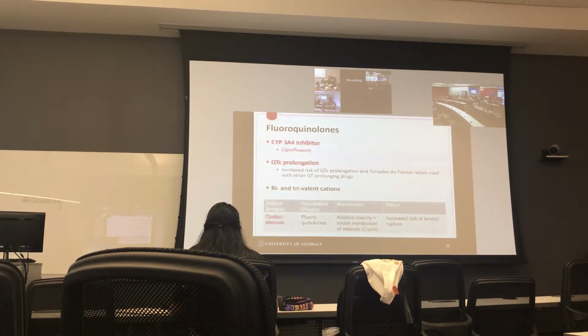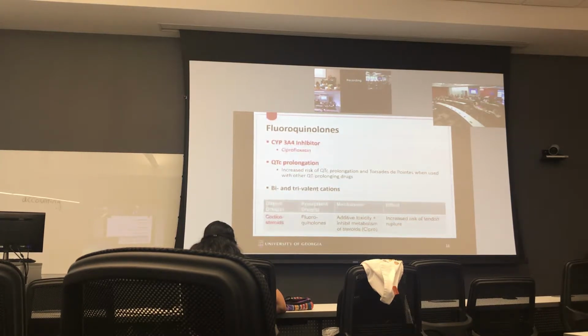Fluoroquinolones also interact with bi- and trivalent cations, which we'll talk about a little bit more. And they interact with corticosteroids. So the interaction with corticosteroids is due to additive toxicity. So both steroids and fluoroquinolones have a toxic effect on tenocytes, so the tendon cells, through different mechanisms. And so this additive toxicity will result in an increased risk of tendinitis or tendon rupture.